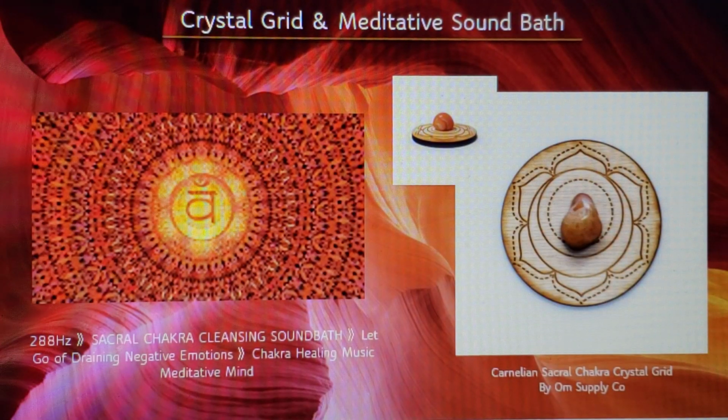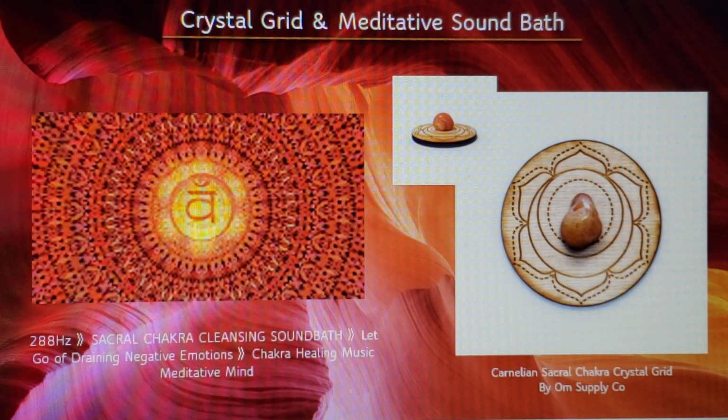So another tool for healing our chakras are crystal grids and meditative sound baths. Now the crystal grids, I've always recommended Om Supply Company, but you can always draw your own. Crystal grids are spiritual tools that use sacred geometry and crystal placement as a way to harness the energy of healing crystals into your meditation or manifestation practice. The sacral chakra crystal grid is a spiritual tool for creativity and emotional balance.